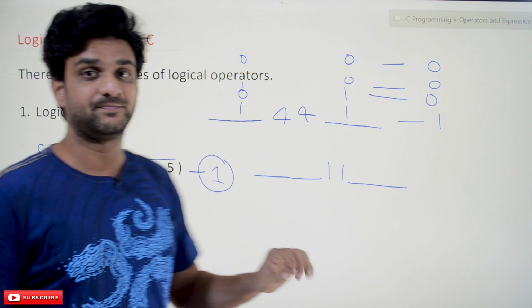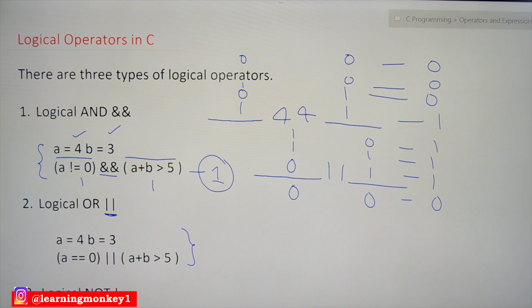Let's try to understand this by using this example. Here a is equal to 4 and b is equal to 3. Is a equal to 0?